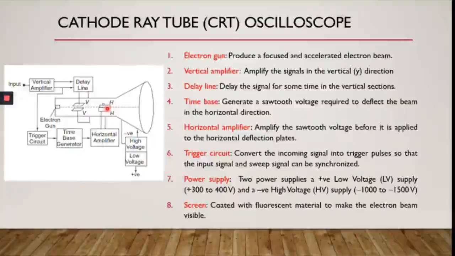Okay, and then we have, so I already explained this part. The trigger circuit is going to synchronize this value from the input and the time-based generator. And then we have the power supply. So the power supply consists of two parts, or two power supplies. We have a high voltage negative power supply and a low voltage positive power supply. So for the low voltage supply, the range is around 300 to 400 volts. And for the negative supply, the range is between negative 1000 to negative 1500 volts. And of course, we have the screen, which is coated with a fluorescent material, like what I told you just now.